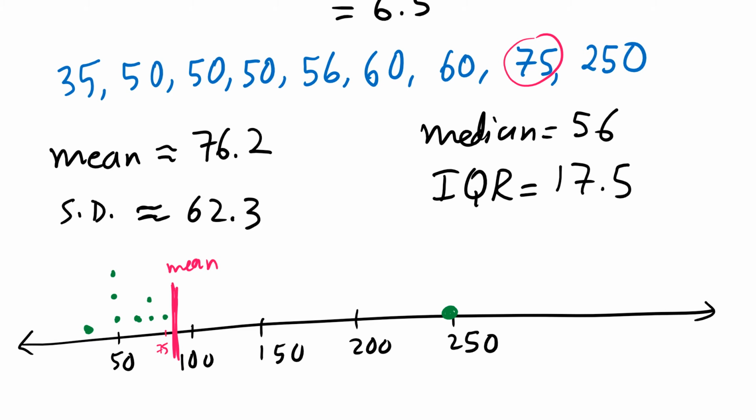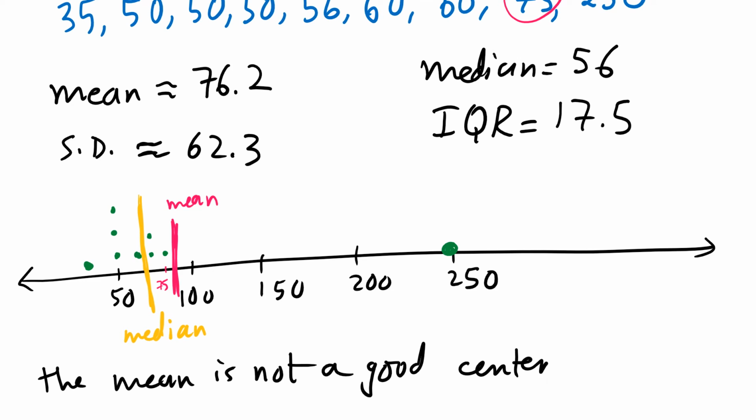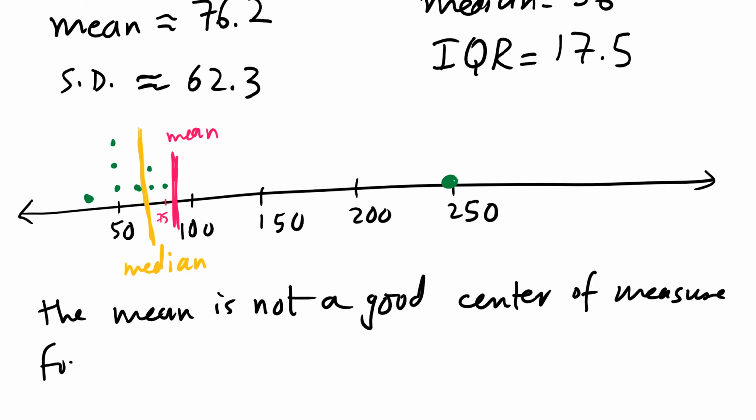But if we look at the median, it is 56. So let's say it's somewhere here. See, it's much better this way. That's the median. It's much better for central tendency. So we say the mean is not a good measure of center for the above data, but the median is, right?